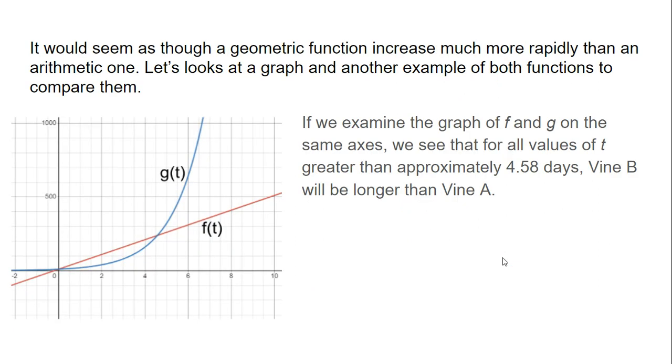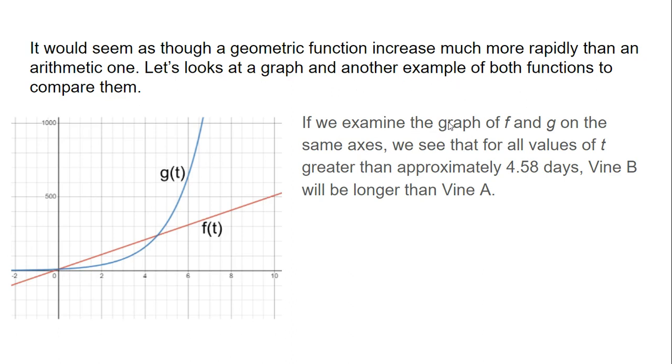Now, I hope you can start to realize a pattern there. It would seem as though a geometric function is going to increase much more rapidly than an arithmetic one. And if we look at a graph of these, we see that that is in fact the case. An arithmetic function is just linear. It's just going to keep going at the same pace, whereas a geometric one might start out slow, but it is going to build and build and really take off.